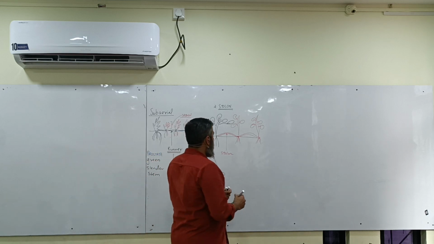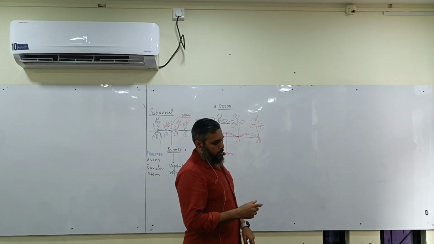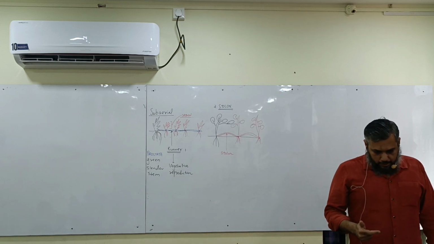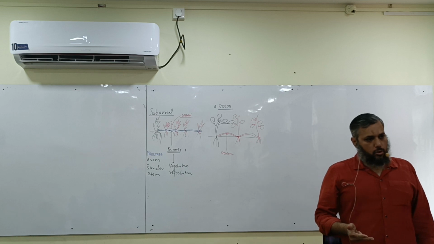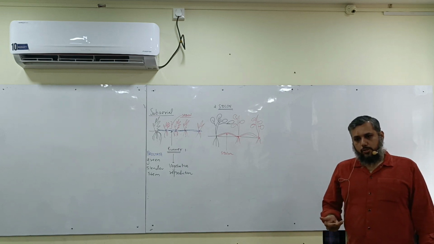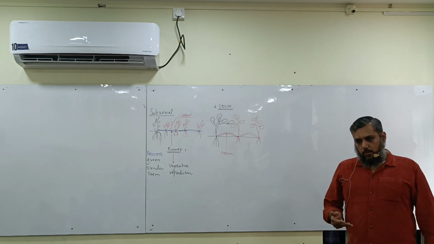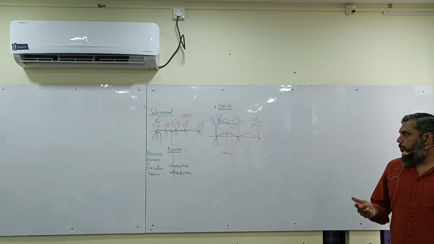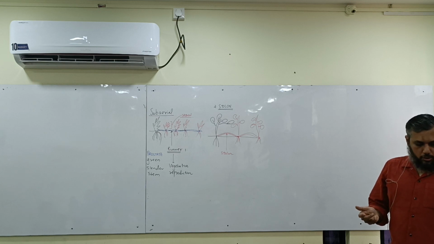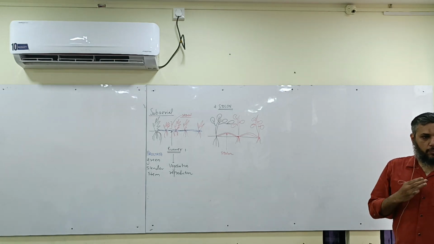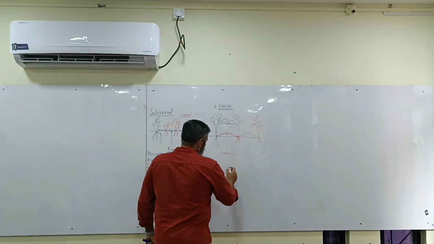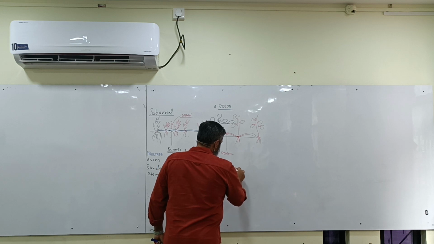Then, what are the examples for stolon we have done? Jasmine, wild strawberry. And this was a PYQ last year. So the examples are to be done. Mentha, jasmine, and wild strawberry are examples of what? Stolon. The third one, what is the third? Offset. Okay, before offset, we'll talk about a sucker.